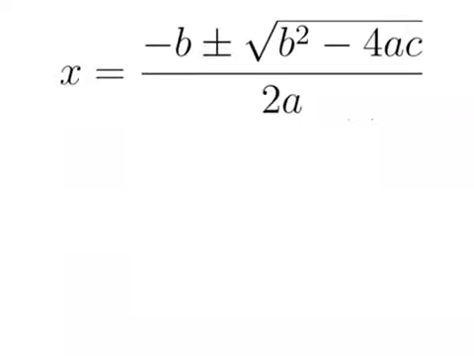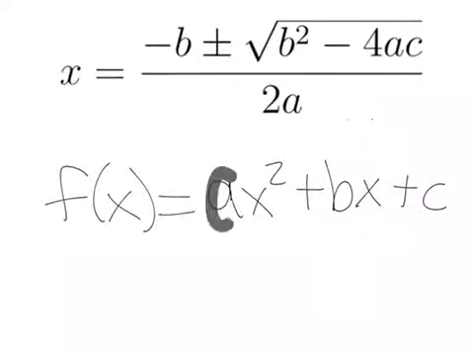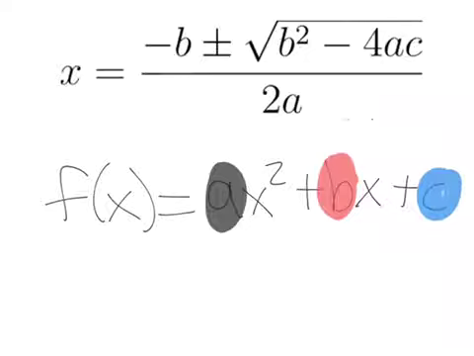Now where these numbers come from is if you think about our original equation, we have our f of x equals ax squared plus bx plus c. So our a is always going to be the number in front of the x squared. Our b is going to be the number in front of the x, and our c is going to be the number that is all by itself.